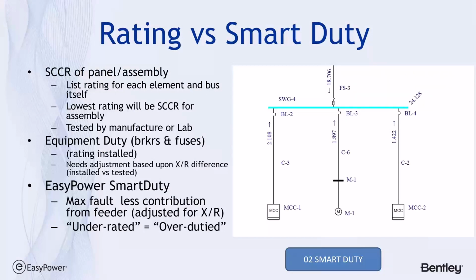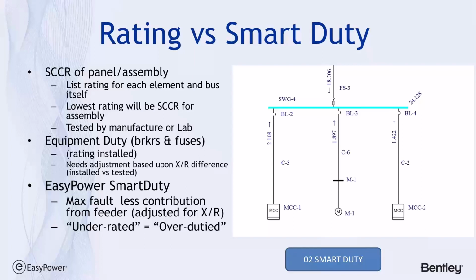Okay, so the rating of any panel, assembly, or bus is the combination of all the included devices, or the constituent parts, and the rating is limited by the lowest rated part in that particular assembly. So the short circuit resistance is listed on the data sheet for each of the components, and then tested by a manufacturer lab for the panel itself, for the buswork itself.